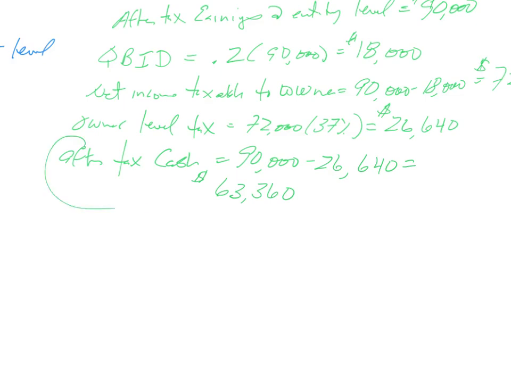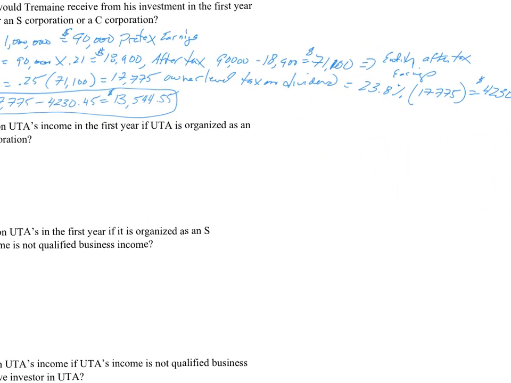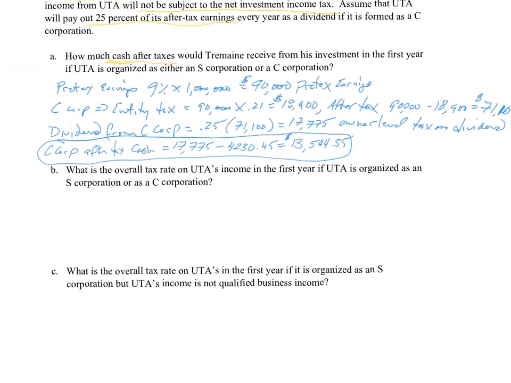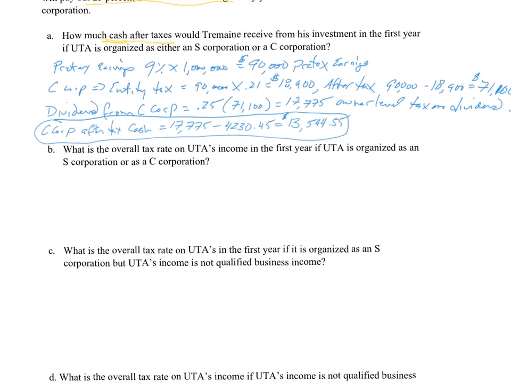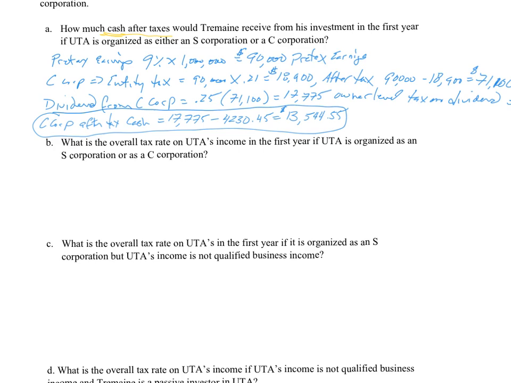Okay, so that's our after-tax cash if we're an S corporation. All right, now I'm gonna slide it all the way back so we can look at the rest of the problem, because that was just part A. All right, so B asks, what is our overall tax rate on the income in the first year if it's organized as an S corporation or a C corporation?